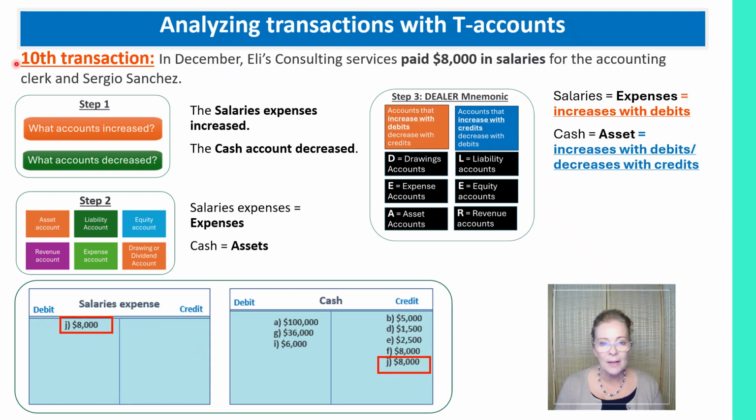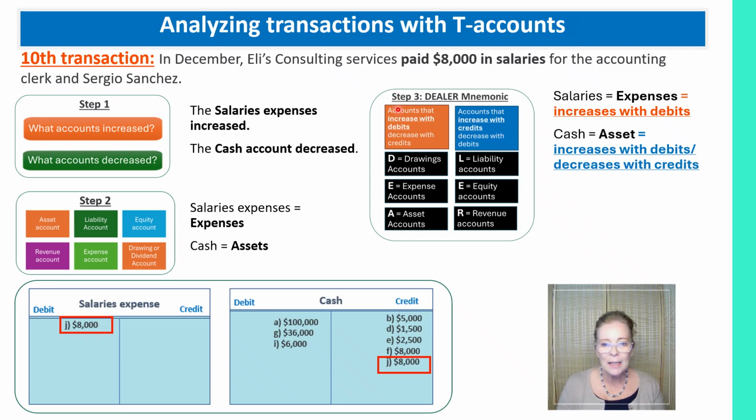In the 10th transaction, Eli's Consulting Services paid $8,000 in salaries for the accounting clerk and Sergio Sanchez. We previously analyzed this transaction using the accounting equation and said that the business now has more salaries expenses and cash decreased because the business paid the accounting clerk and Sergio. In step 2, we ask what kind of accounts are salaries expenses and cash. Salaries expenses are expenses, and cash is an asset. So expenses and assets are impacted by this transaction.